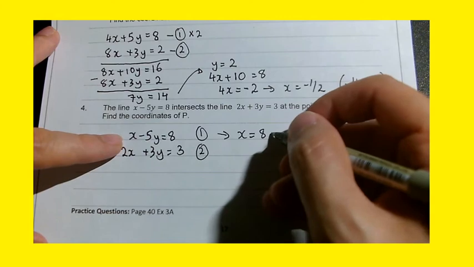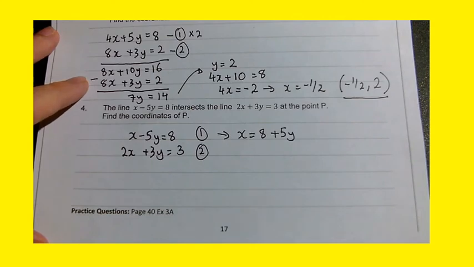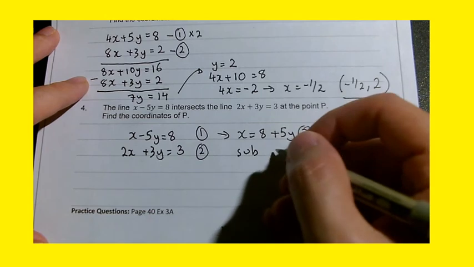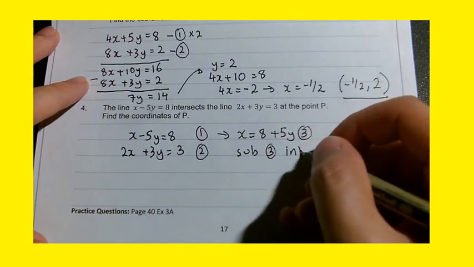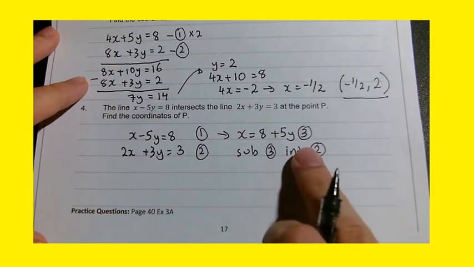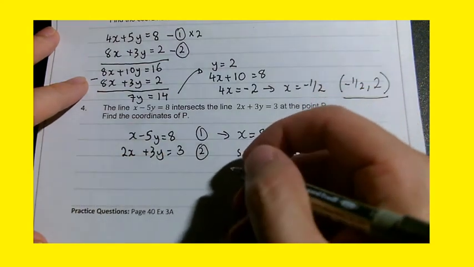I'm going to have x equals 8 plus 5y, and again they're asking for the coordinate of the point of intersection between these two lines. This is equation 3, I'm going to sub 3 into 2. So x equals 8 plus 5y. I'm going to substitute 8 plus 5y wherever I see x.